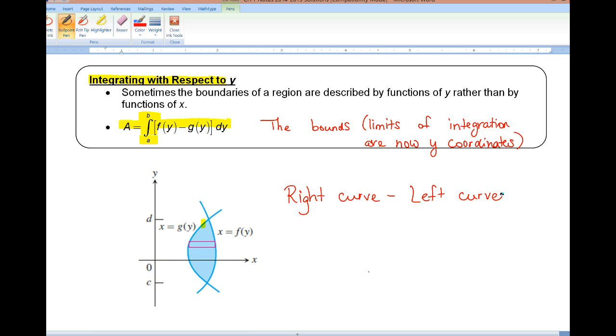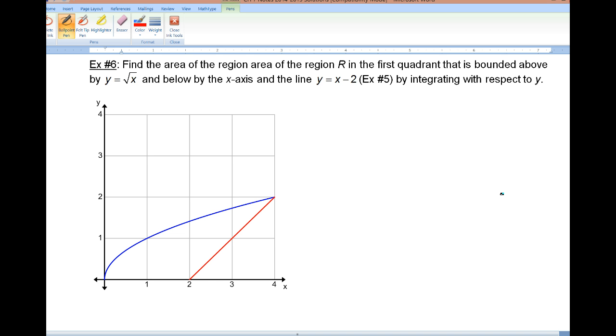Okay, so we would do this curve minus this curve, right? Yeah. Okay, so we actually just did this example, the exact same one, but we're going to solve it an easier way, at least I think it's easier. We're going to solve it in terms of y. Take y equals square root of x and solve for x. What would x be? x would be y squared. And this one was y equals x minus 2, so that would imply x is equal to y plus 2.